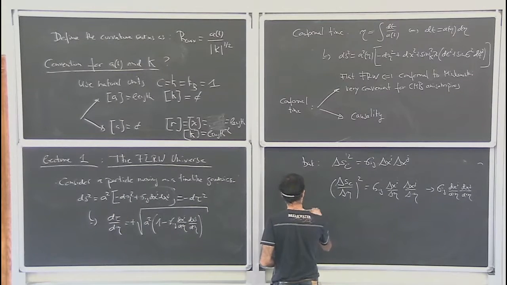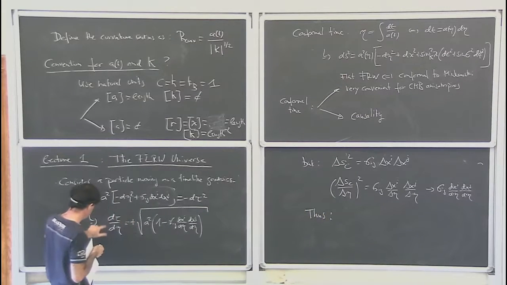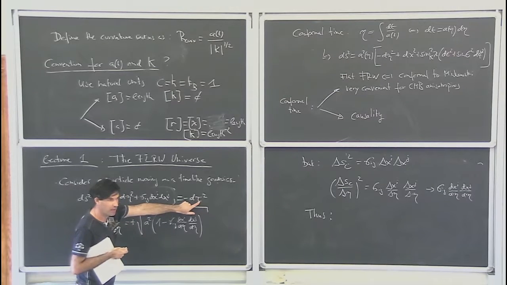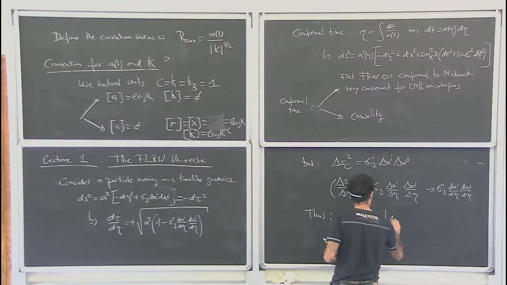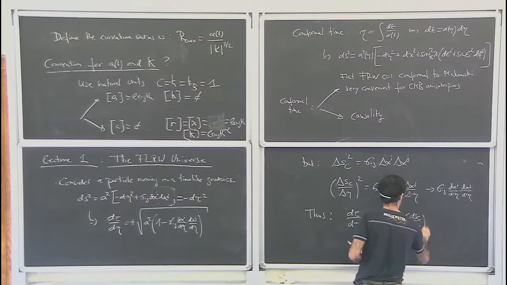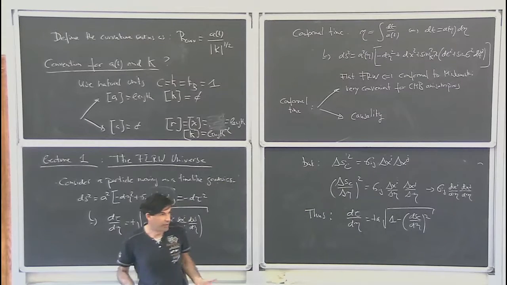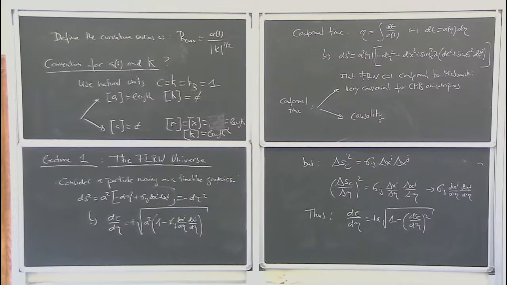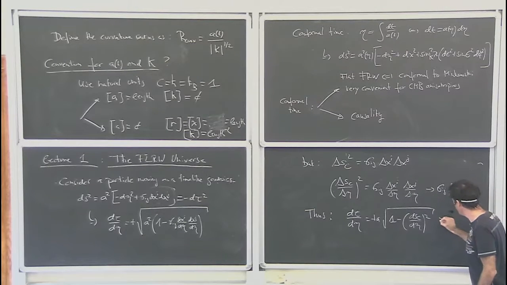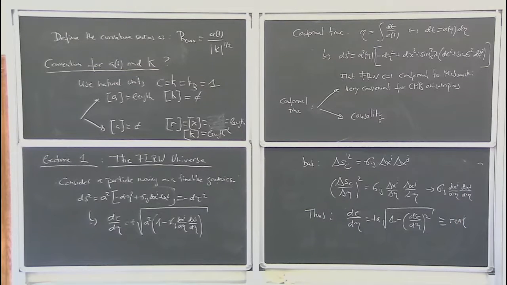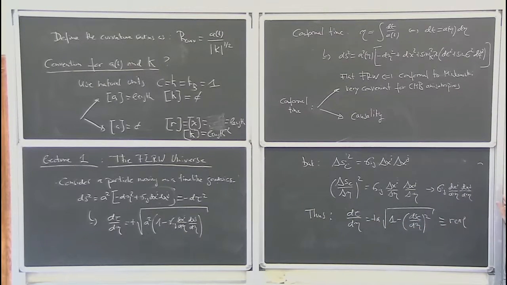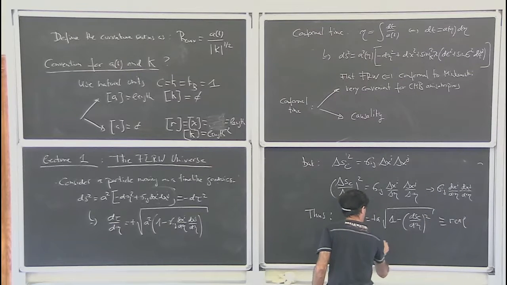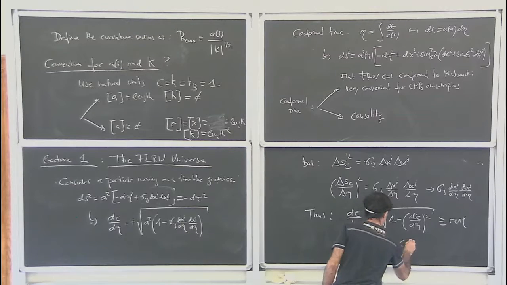So I can rewrite this derivative, d tau d eta, where tau is the proper time of the particle, as equal to plus a square root of 1 minus dSC d eta squared. But now this whole quantity, the proper time, is a real number. So the change of proper time has to give me a real number, and so what is in the square root has to be positive definite, or zero at most. So this implies that dSC d eta has to be less than 1.